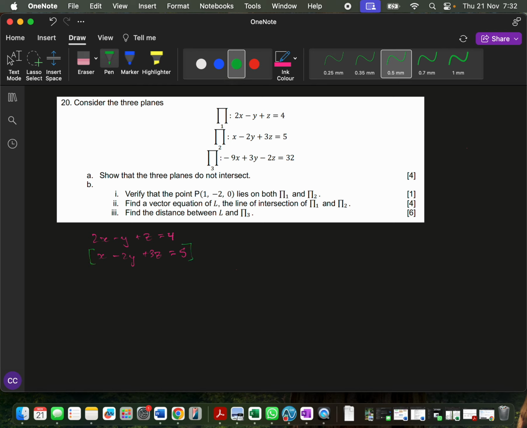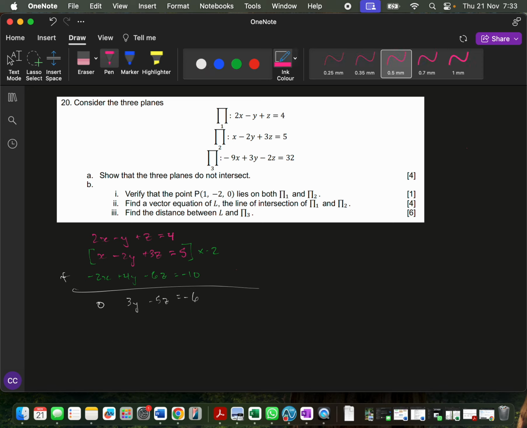So if I multiplied this by negative 2, I'd be left with negative 2x plus 4y minus 6z equals negative 10. When I add these together, I zero out my x, which is what I'm after. I end up with 3y's and negative 5z's, and this is all going to be equal to negative 6. So I've eliminated x, now I just need to eliminate x again. So I can pick any of the two.